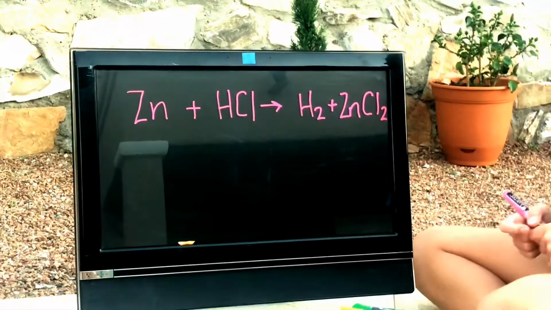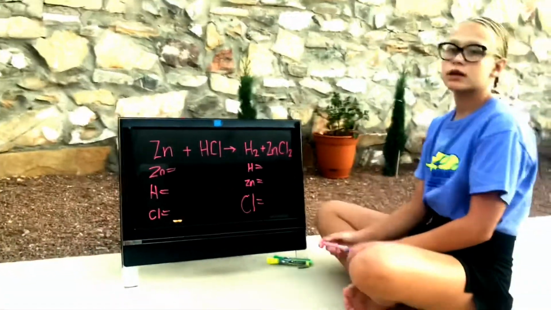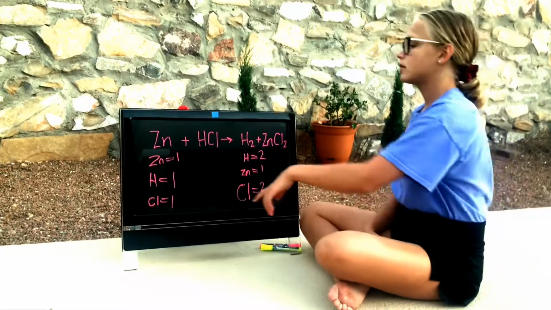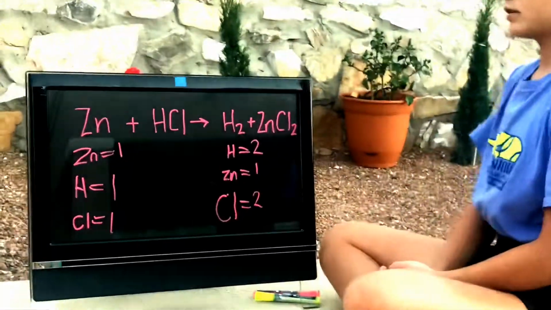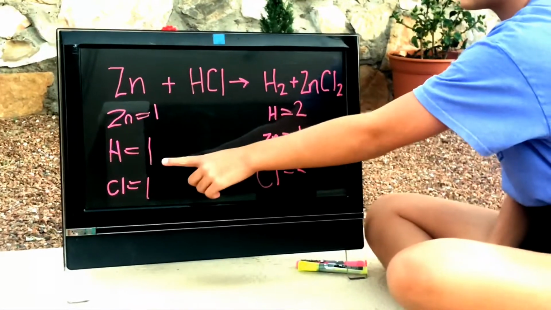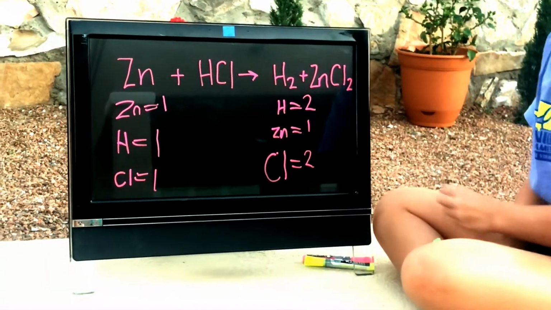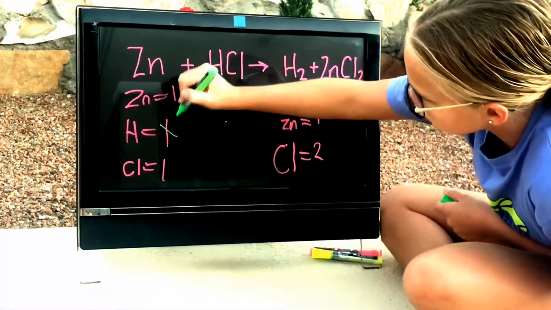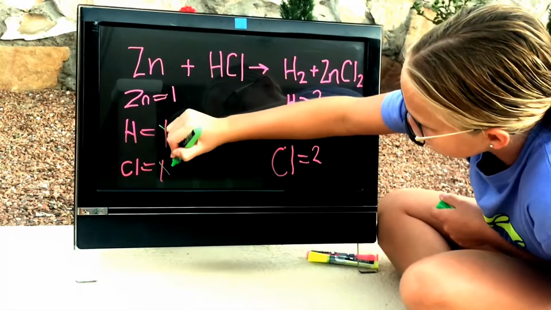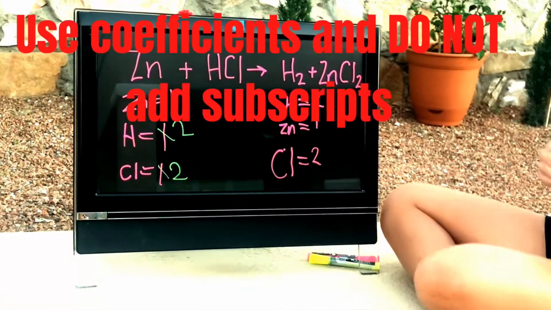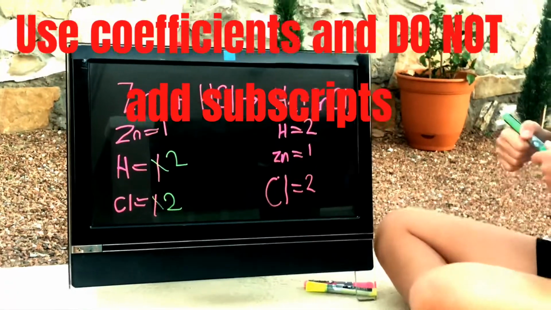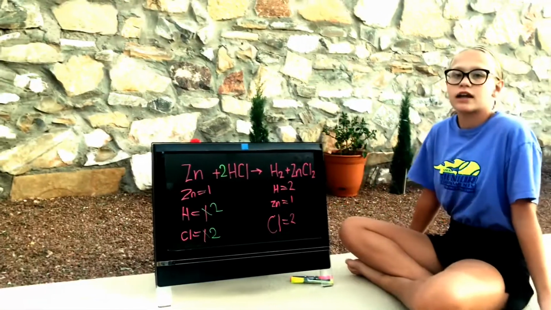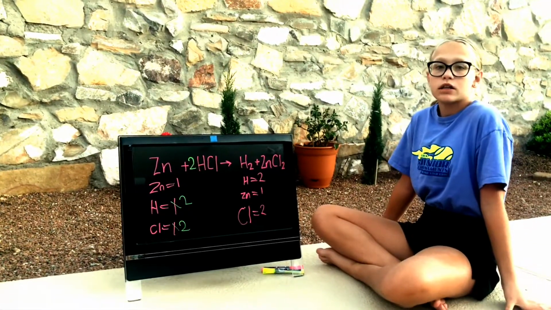So first we're going to list our atoms. After I listed my atoms, I'm going to count them. Let's compare. Cn is even. They both have 1s. H isn't. There's a 1 here and there's a 2 here. Cl isn't either. There's a 1 here and there's a 2 here. So we're going to cross this off. 2. So I can only put a coefficient. I can't put a small number. So I checked my work and the atoms are even. That's how you balance chemical equations.